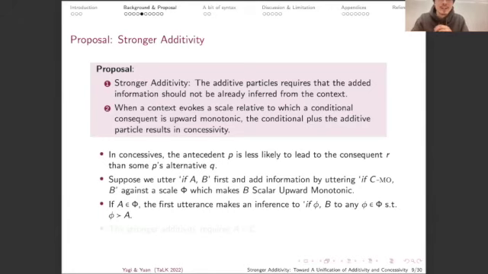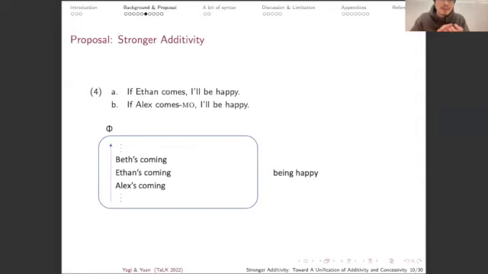That is the idea. So schematically, it looks something like this. If Ethan comes, I'll be happy. And we add if Alex comes more, I'll be happy, with the additive particle. We add if Ethan comes, I'll be happy in here. And we know that we have a scale phi, which makes the consequent scalar upward monotonic.